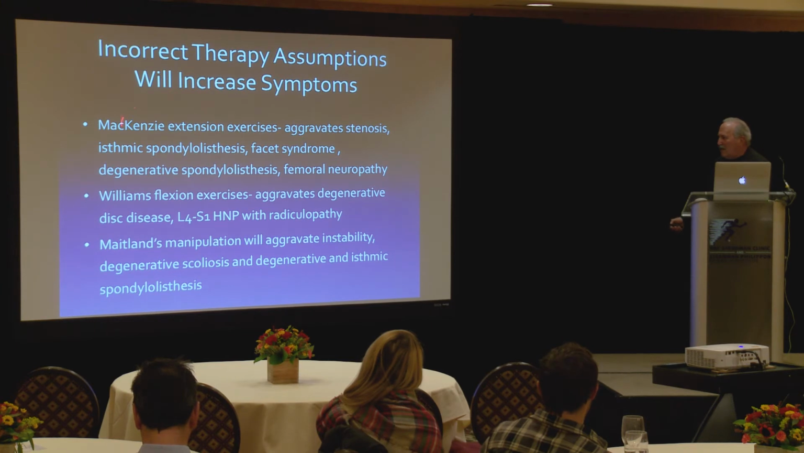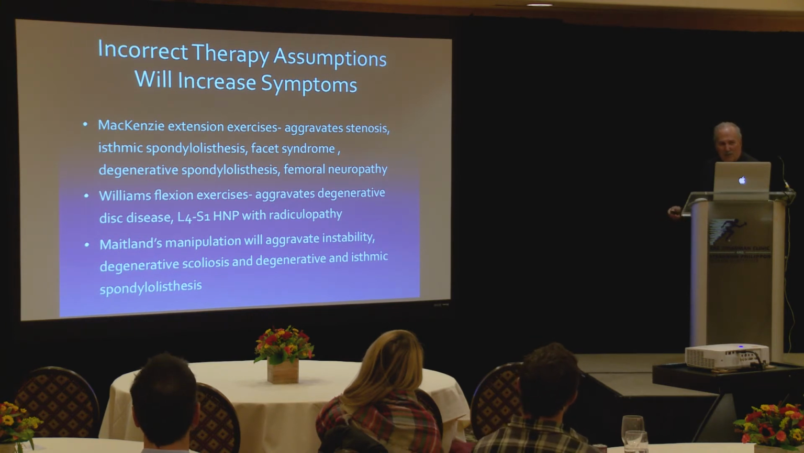And this just increases the response time. Manipulation we didn't talk about, but Maitland's manipulation or chiropractic manipulation will aggravate instability, degenerative scoliosis, and degenerative and isthmic spondylolisthesis. So if you're a good manipulator and you can isolate the area you manipulate, so you're going to stay away from L5-S1 and manipulate only the upper ones, God bless you, do it. But most of the time, when you do side posture and specific manipulations, you're going to mobilize everything.